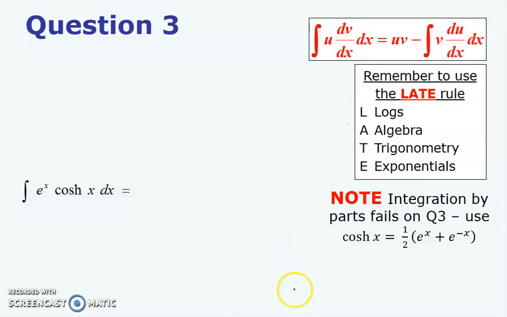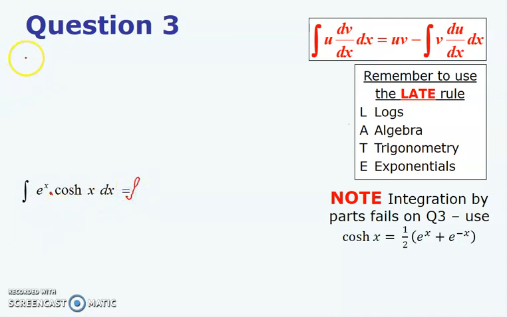Third example. Now I've put a little note on this. You're welcome to try and work out why, but I reckon that the e to the x cos x example fails if you try to do it by parts. So I'm suggesting instead that when we get these ones where there's a mix of exponentials and hyperbolics, we just change it.